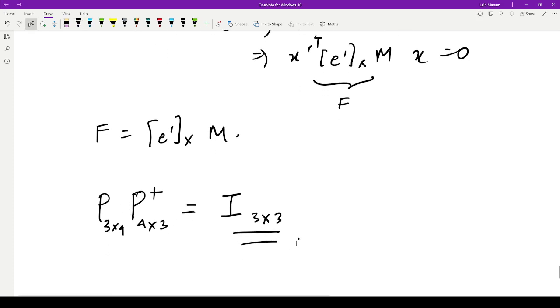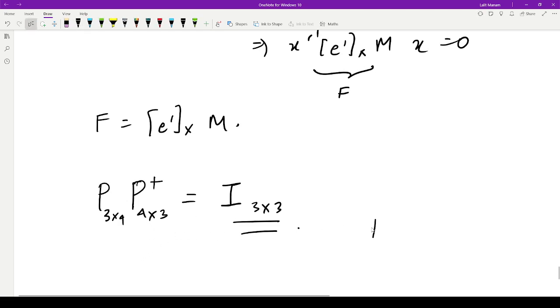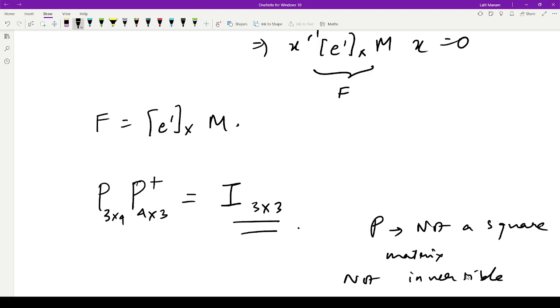Why is it pseudo inverse? Because P is not a square matrix, so it is not invertible. So we try to take a matrix such that its multiplication will give us an identity matrix. That's all. That's how it's named pseudo inverse. So it is not the actual inverse, but a proxy inverse. That's why we call it a pseudo inverse.